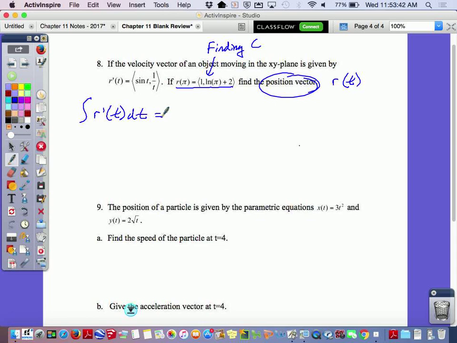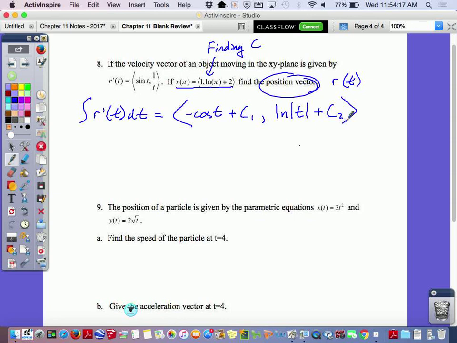Integration and differentiation with vectors are done component-wise. So we're going to do the antiderivative of each component. Antiderivative of sine is negative cosine of t. But because I'm doing an indefinite integral, I need to do a constant. I'm going to do a plus c sub 1, because I'm going to have two c's here because we've got two components. Antiderivative of 1 over t is ln of the absolute value of t, and to that I'm going to add another constant, c sub 2.